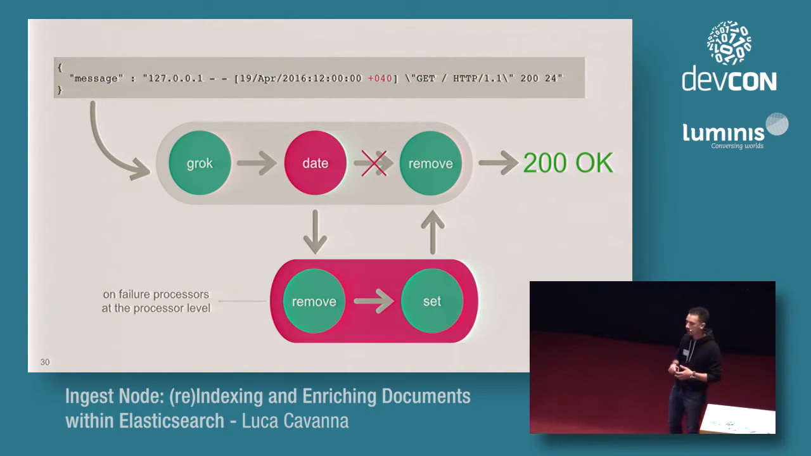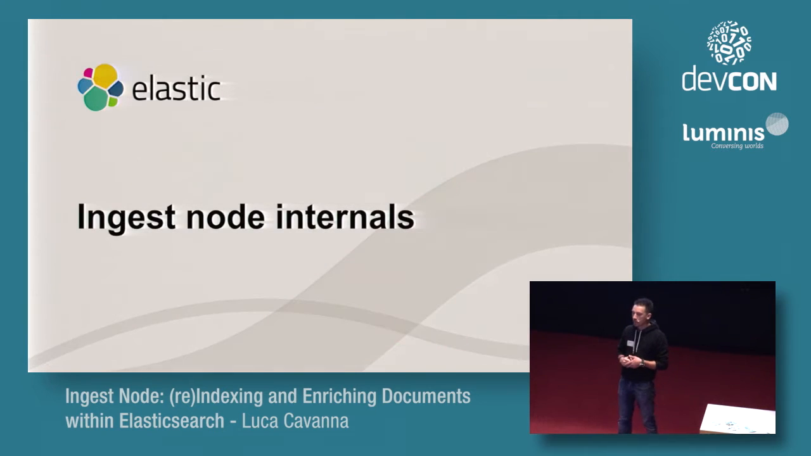If you don't get this, don't worry, I'm going to demo it. So we're going to look at JSON and play around with it so that it's more clear. But that's how we can handle failures. So a lot of flexibility there. We get back to this. One more thing that I would like to cover is how Ingest Node works internally.